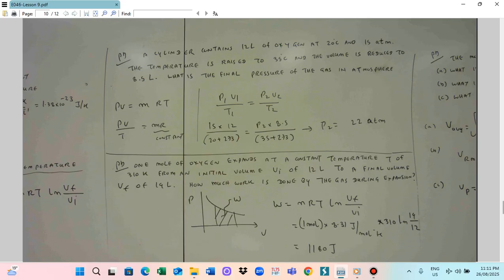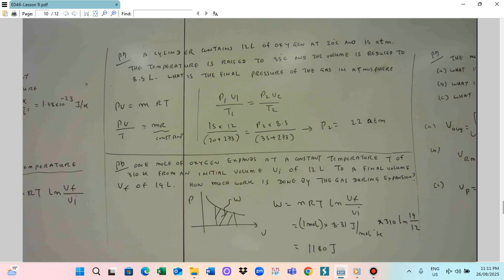The original pressure we already know is 15. Original V1 is 12. T1 is 20 degrees centigrade, but we have to utilize it in Kelvin units. So 20 plus 273, since degree Kelvin is equal to degree centigrade plus 273. The final pressure P2 is unknown. The volume is 8.5. The final temperature is reduced to 35 degrees centigrade, so this is 35 plus 273.